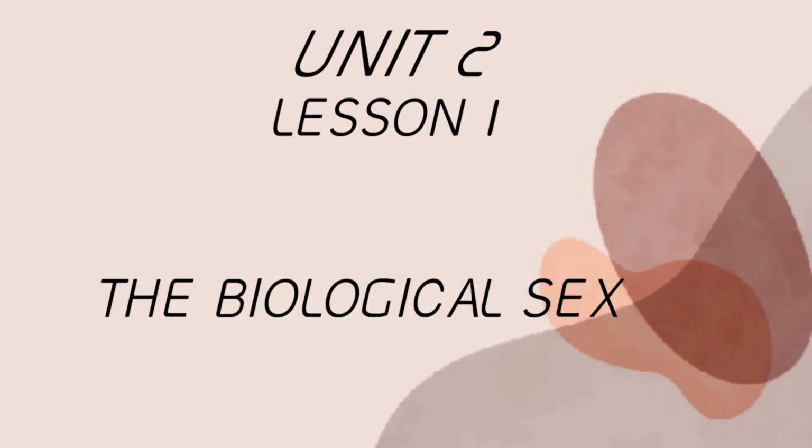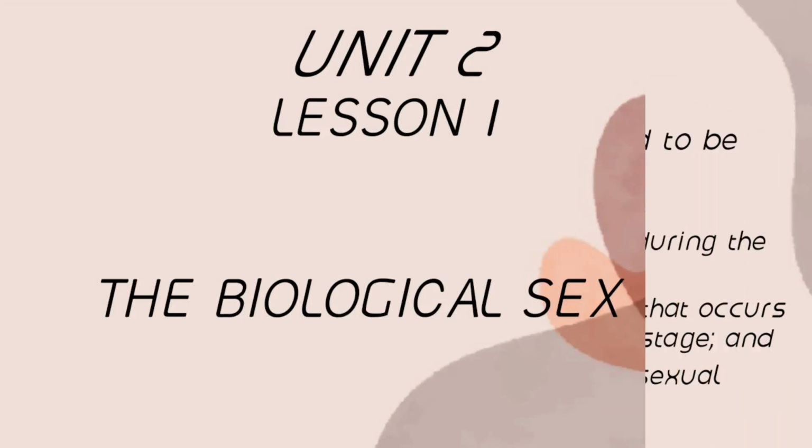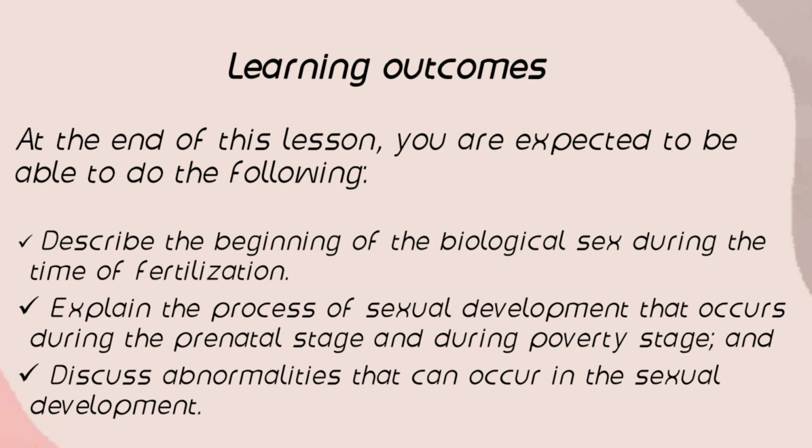Unit 2, Lesson 1, The Biological Sex. Learning Outcomes. At the end of this lesson, you are expected to be able to do the following. Describe the beginning of the biological sex during the time of fertilization. Explain the process of sexual development that occurs during the prenatal stage and during the puberty stage. And discuss abnormalities that can occur in sexual development.